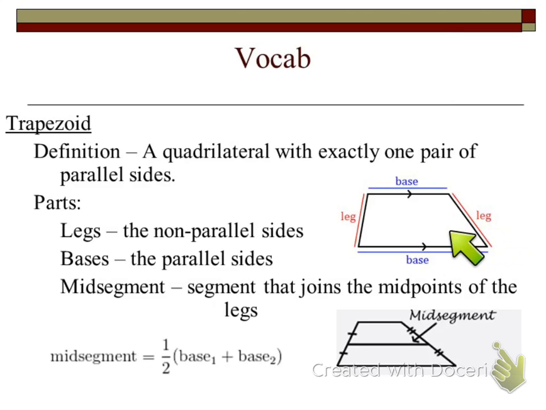And then sometimes you'll see a segment drawn in the middle. That's called the mid-segment. The mid-segment connects the midpoints of the legs. And here's a little formula for finding the length of the mid-segment. You're actually just taking the average of the bases. So you add the bases and you divide by 2, or you could think about it as adding the bases and multiplying by 1/2. So go ahead and get those down, and then we'll look at those special types, the isosceles trapezoid, and then we have 8 examples for today.